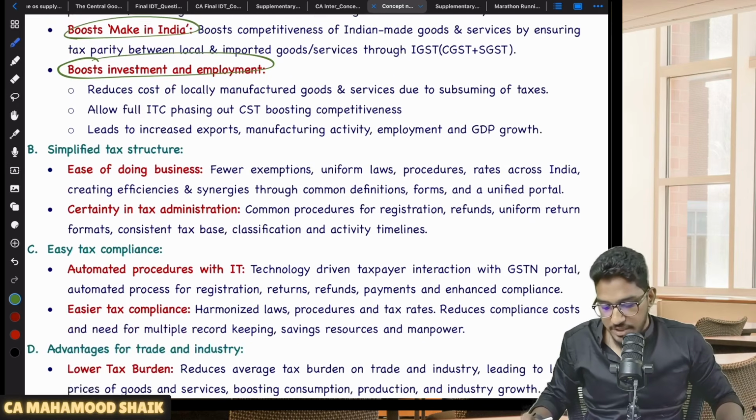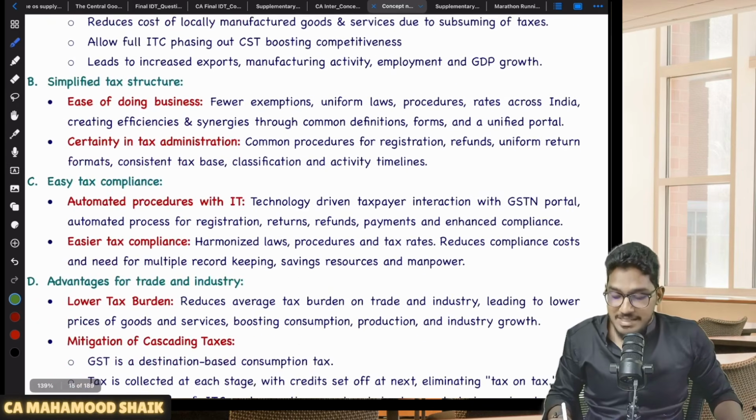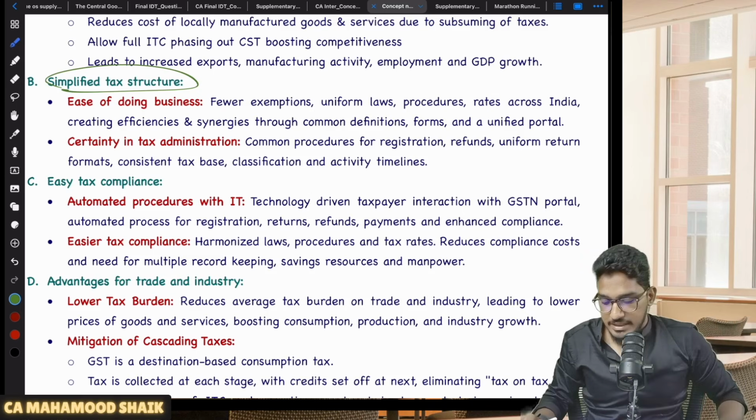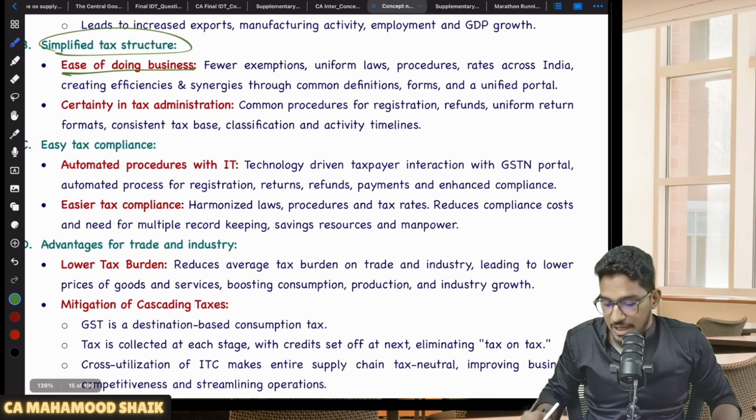More employment will get generated. All this is not happening anyhow. Simplified tax structure. The tax structure has become very easy when compared with the earlier indirect taxation system. Ease of doing business.